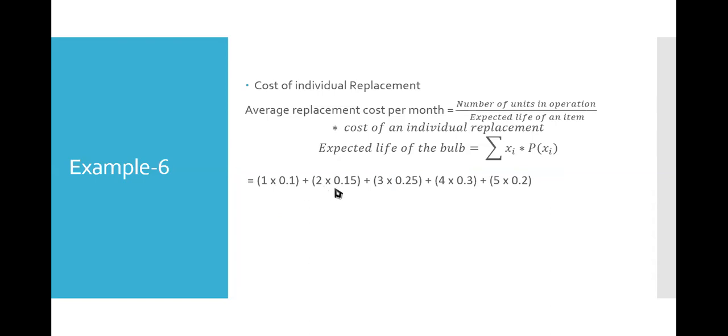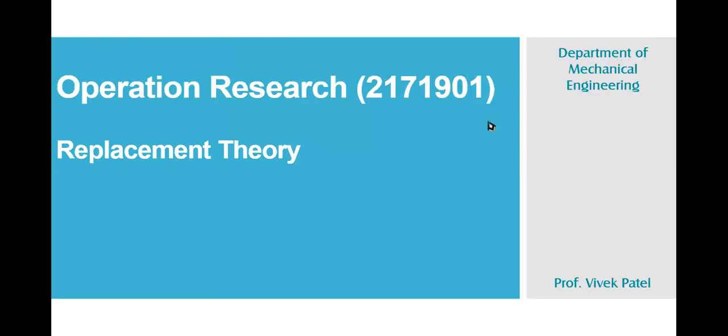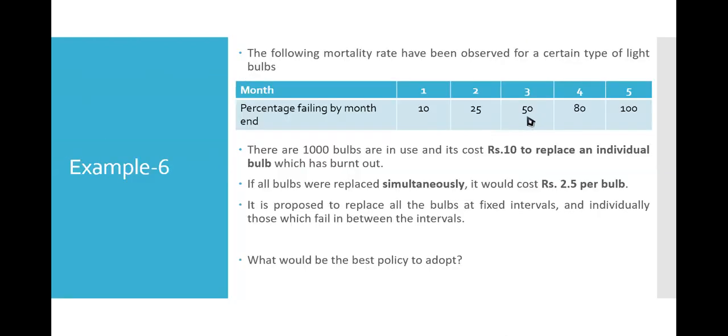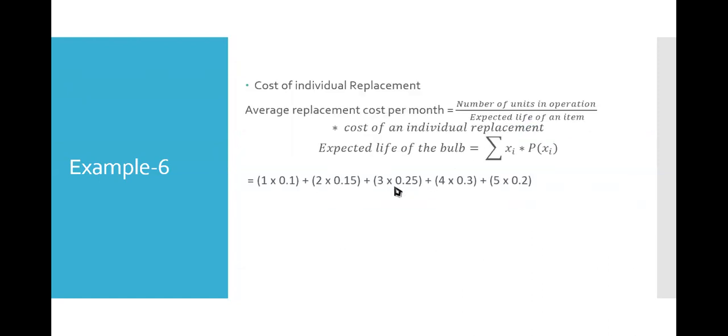For the second month, the probability was 25 minus 10, which is 15. That was in percentage, so in general as a realistic number, it is 0.15. So it is 2 into 0.15. On the third month, the probability is 50%. So 50 minus 25, it is 25, and so here it would be 0.25. Likewise, for the next month it was 80, so 80 minus 50, that is 30, so it is 0.3, and 5 into 0.2. Now calculate this and put the value on the chat box.